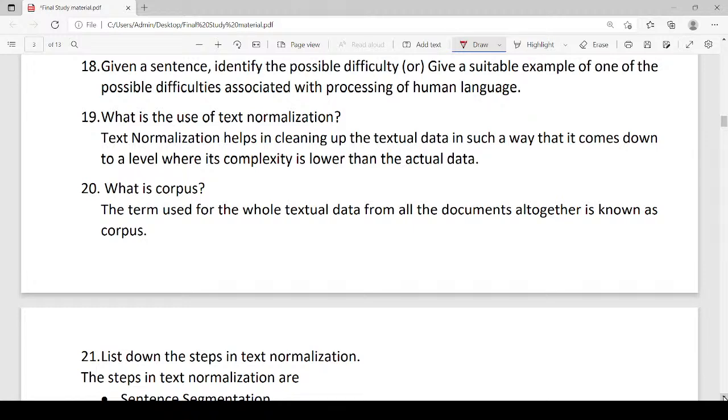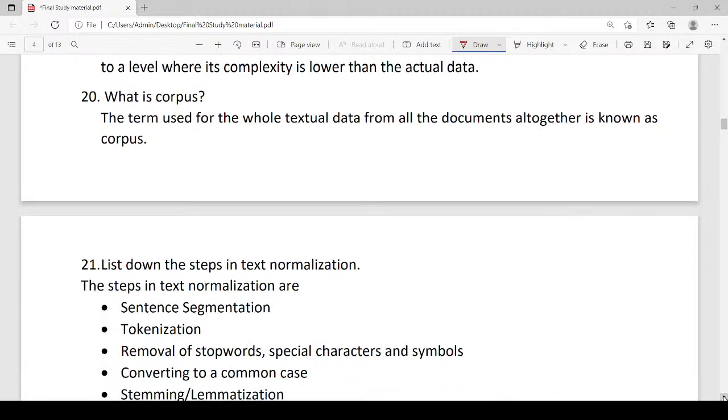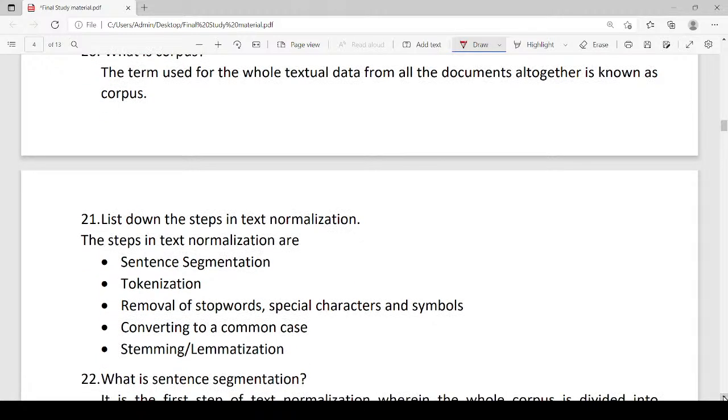Excellent, Shreya. Removing stop words. After removing stop words, there is one more step. Exactly, Taban, converting text to a common case and then stemming or lemmatization. Speed hacker, you're also right. So the 5 steps of text normalization are sentence segmentation, tokenization, removal of stop words, special characters and symbols, converting text to a common case, and finally stemming or lemmatization. Now the next question to you all is, what is sentence segmentation? What are we going to be doing in the first step of text normalization, that is sentence segmentation?